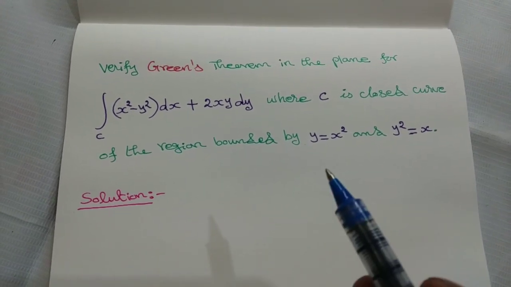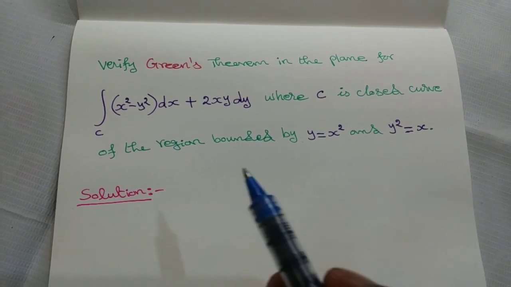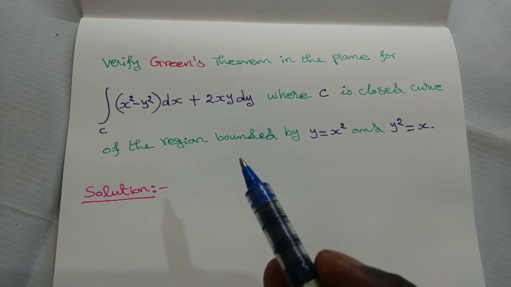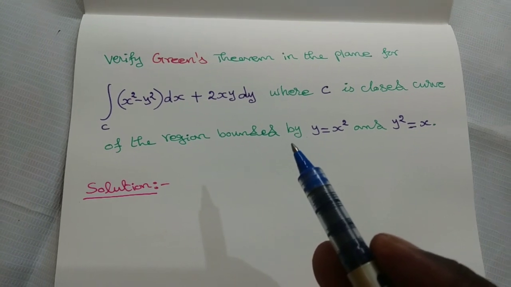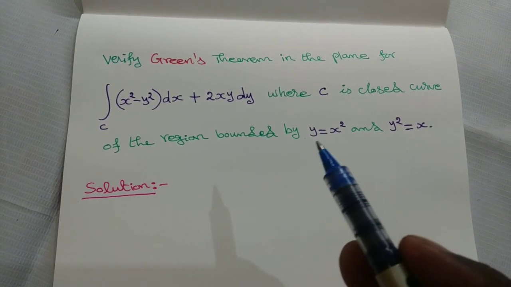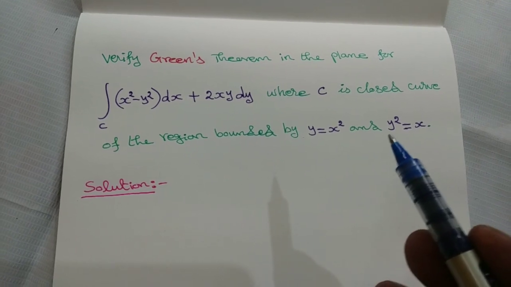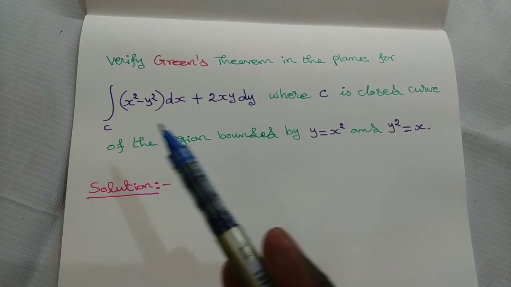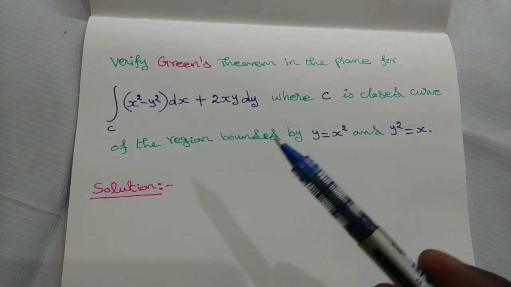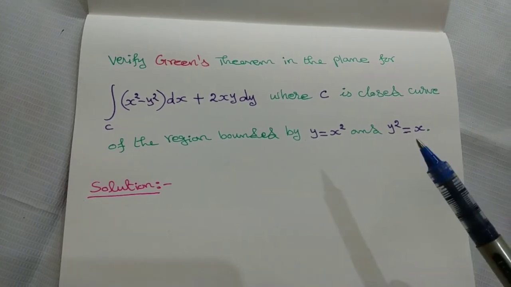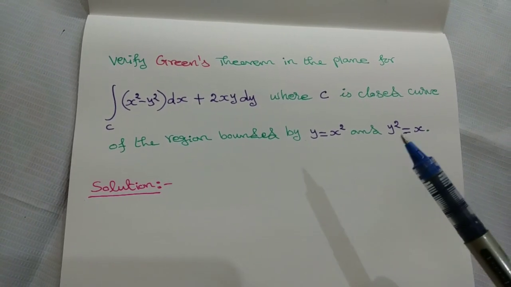Verify Green's theorem in the plane for the integral over C of (x² − y²) dx + 2xy dy, where C is the closed curve of the region bounded by y = x² and y² = x. So we have to verify Green's theorem for this integral where C is the closed curve bounded by the two parabolas, y = x² and y² = x.